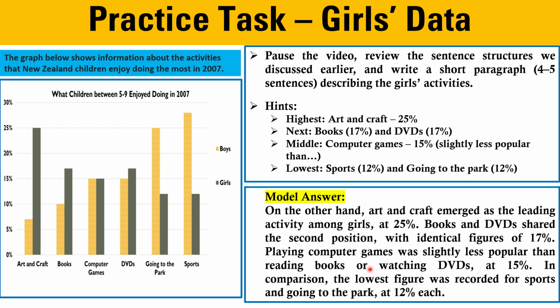For the middle, playing computer games was slightly less popular than reading books or watching DVDs at 15%. Finally, in comparison, the lowest figure was recorded for sports and going to the park at 12% each. Here, we replaced least favored with the lowest figure was recorded to avoid repeating the wording from the boys' description.